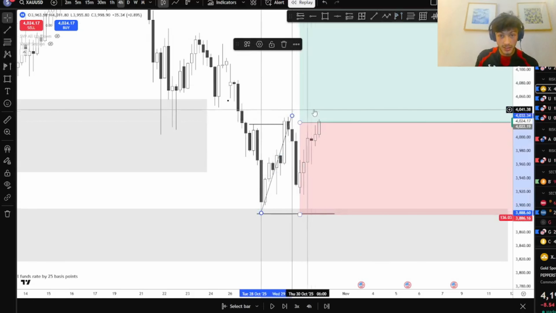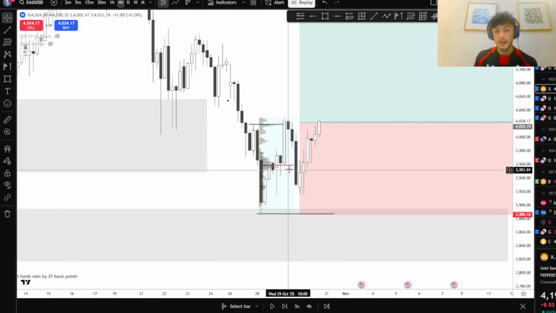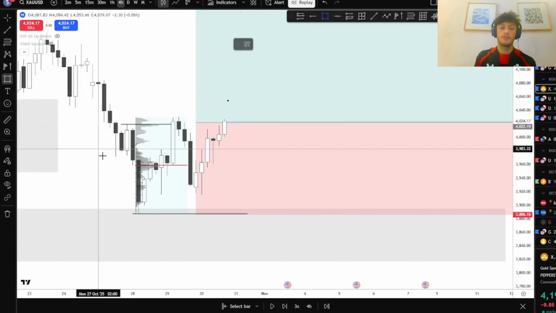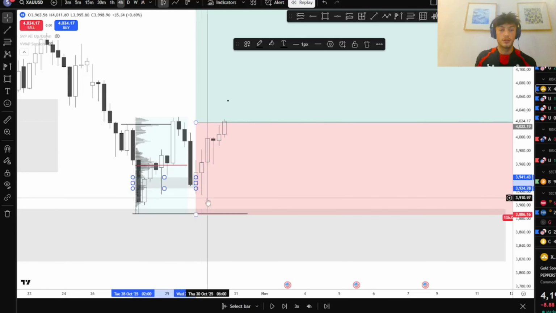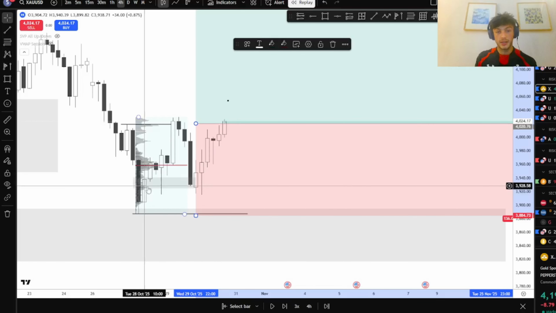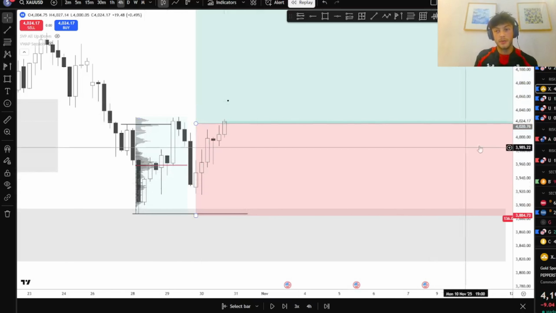You can drag this out like this. We can wait till we go to the POC. You can enter off things like low volume nodes. Lots of different ways to get into the market. We have low volume nodes here. This whole area, we can enter off a low volume node and get into the market there.